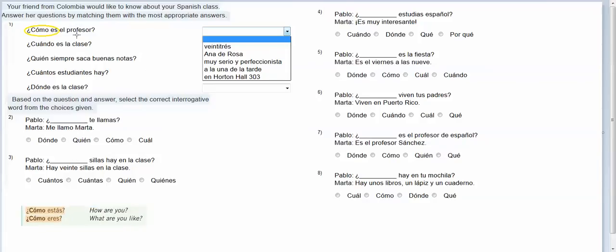Okay, so ¿cómo es el profesor? We want to know what he's like. Muy serio y perfeccionista, right? You know what? Hold on, let me cut it a little better. There we go.